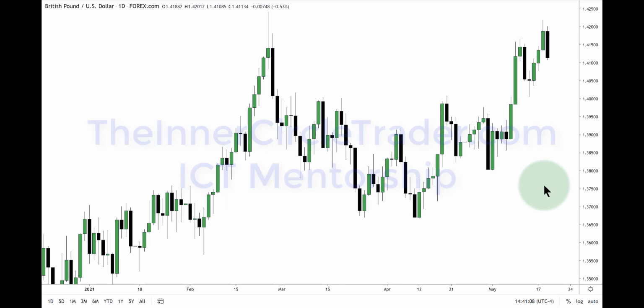British pound versus US dollar, or cable. This is our daily chart. This one here, like I said, it's been acting a little wonky still. I would have liked to have seen it trade through this high, or at least touch it equally. That would have been better.